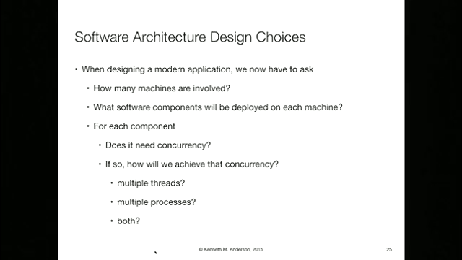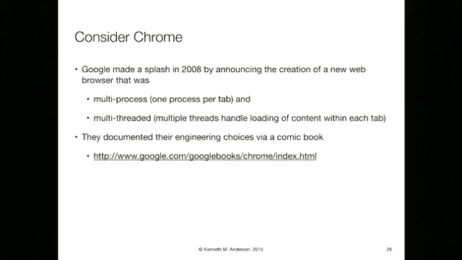Sometimes you don't need concurrency. You can do single processing very quickly. If so, how will we achieve that concurrency? Will we have multiple single-threaded processes, or will we have multiple processes with multiple threads, or both, some combination? It's up to you. There's no right answer. You have lots of choices to make as you go into your design.